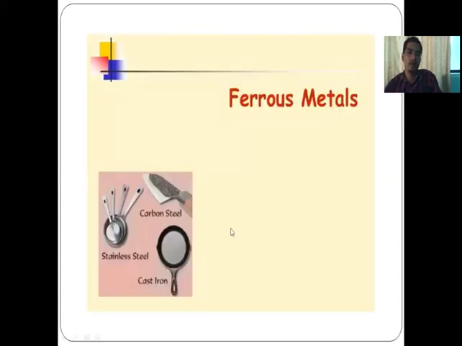These are some of the examples of the ferrous metals, that is carbon steel. This knife is made up of carbon steel. Then this pan is made up of cast iron, which is also a ferrous metal. And stainless steel is also used for making household products.